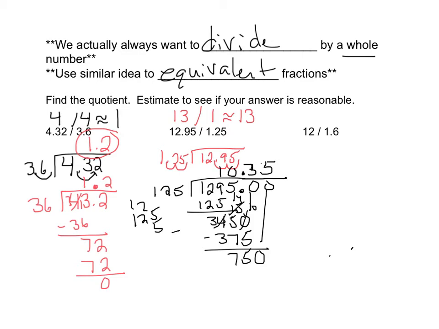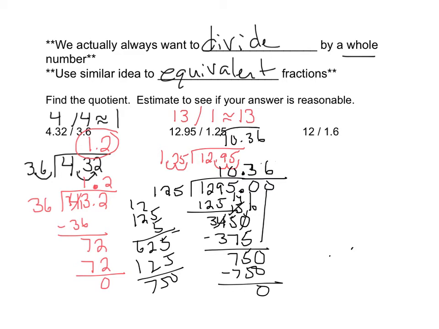Sorry. So if we have 125 times 5, that'd be 625. If I add another 125, we'd have 750. So this can actually be a 6 here, which would give us 750. So our final answer is 10 and 36 hundredths.